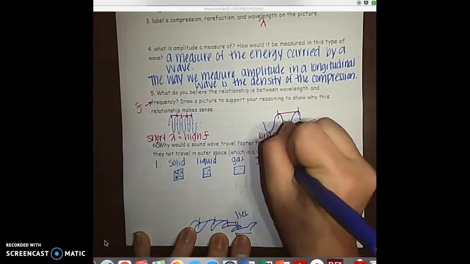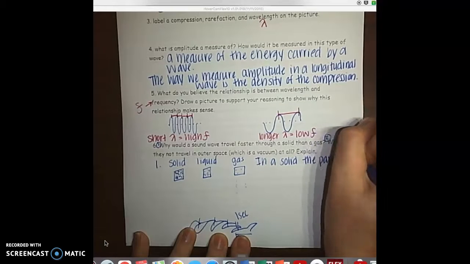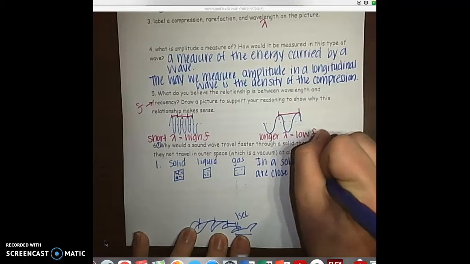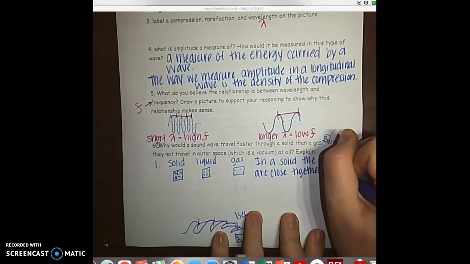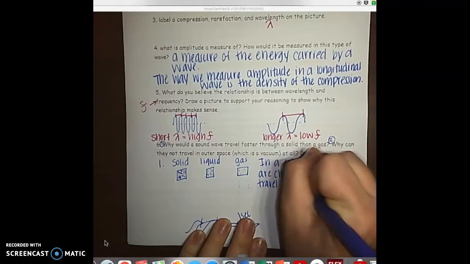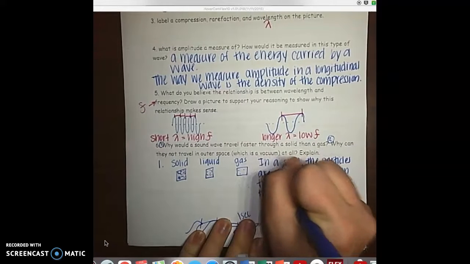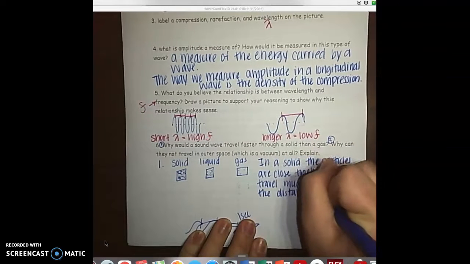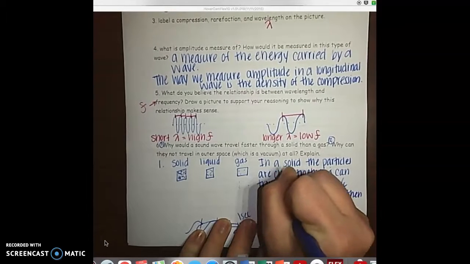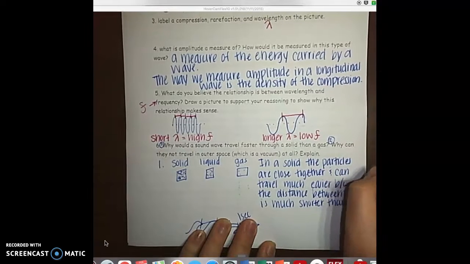In a solid, the particles are close together and can travel much easier because the distance between them is much shorter than in a gas.